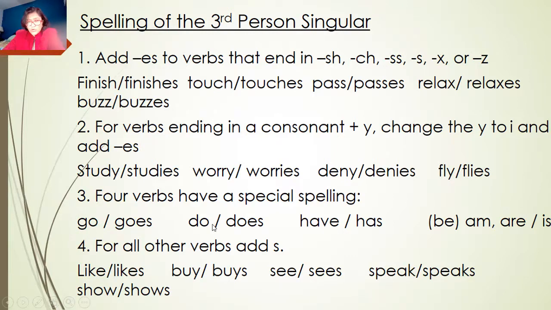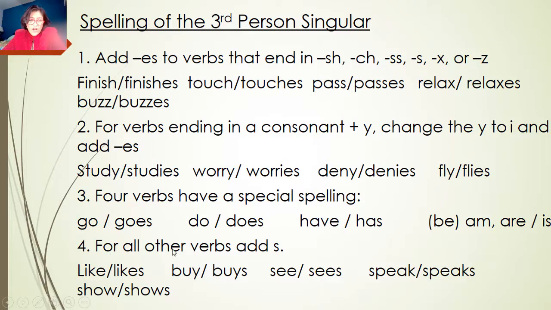Go, goes. Do, does. Have, has. Be: am, is, are. In the case of the third person singular, we have is. Okay, I am, you are. And this is just the present, but in the third person singular, it's is. And you can barely see it here, but there's the is, okay?